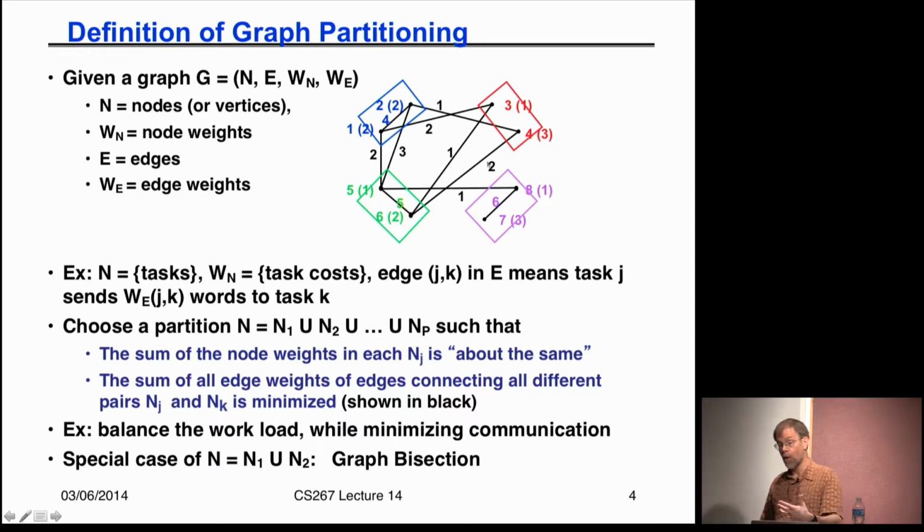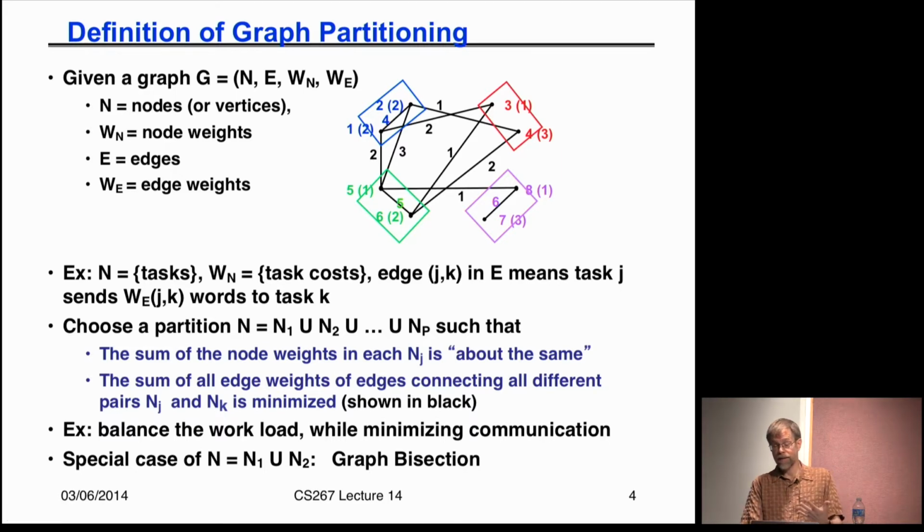So when you have P processors, of course, that's what you want to do. It turns out that most of the algorithms that we have are going to be based on just dividing into two parts. They're called graph bisection. And of course, what happens if I have more processors? I'll just apply this idea recursively, divide it into 2, then 4, then 8. So almost all the algorithms are going to be for the graph bisection problem.